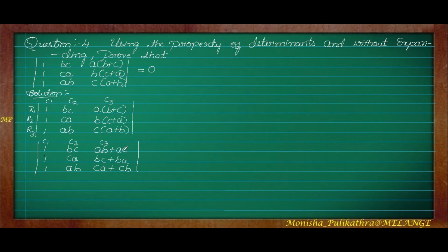Now after multiplying this, I will add the third column with the second one. The third column I will be changing to C3 plus C2, and I will be writing it in the third column itself. This shows that C3 is equal to C3 plus C2. The first and second columns you write as it is; only column 3 you have to change.